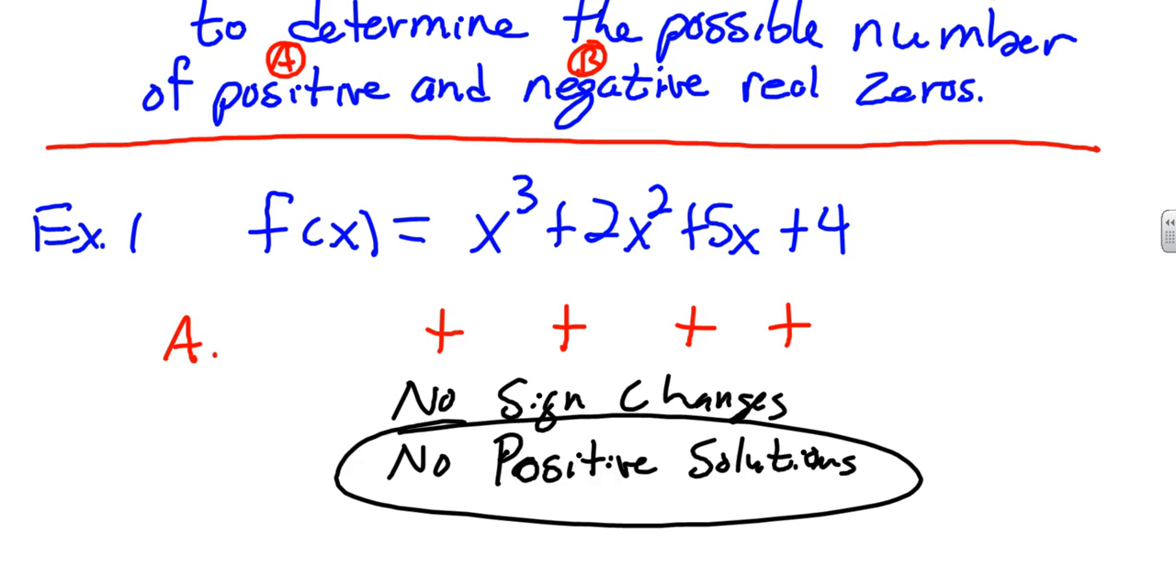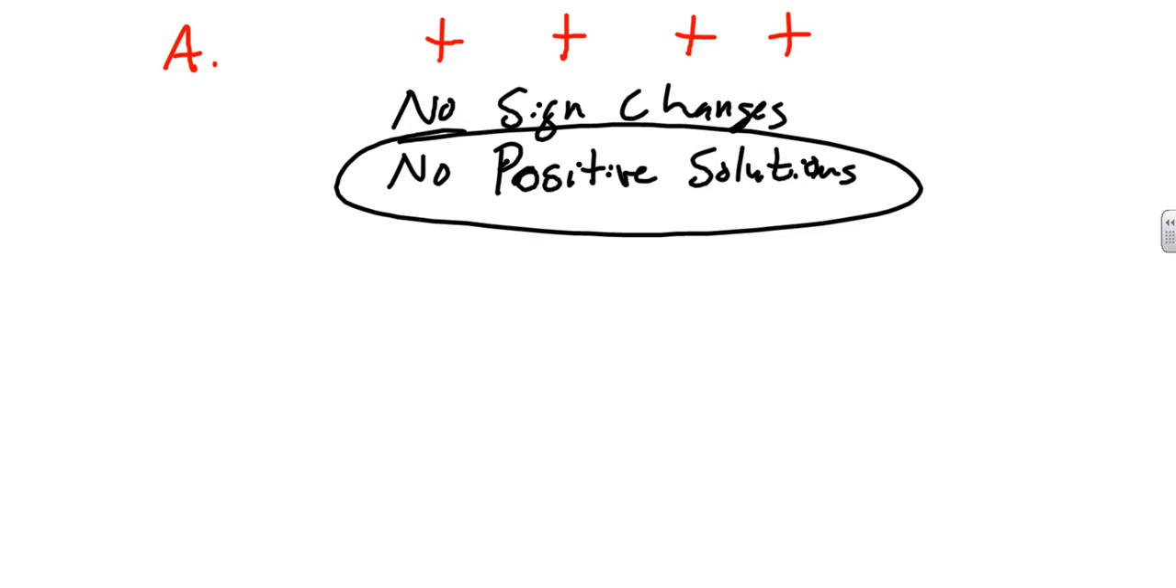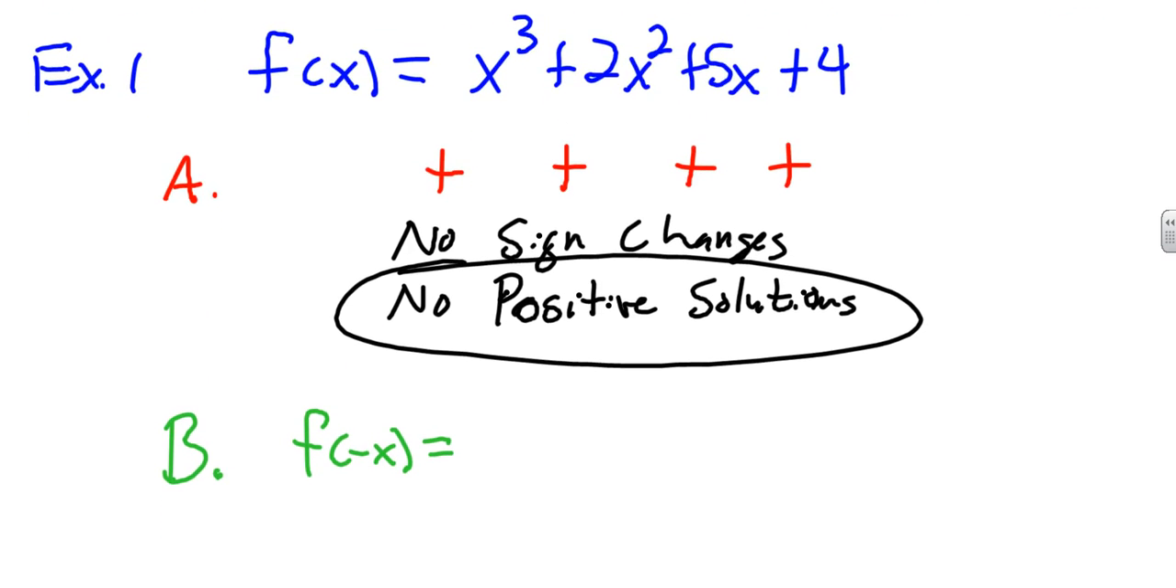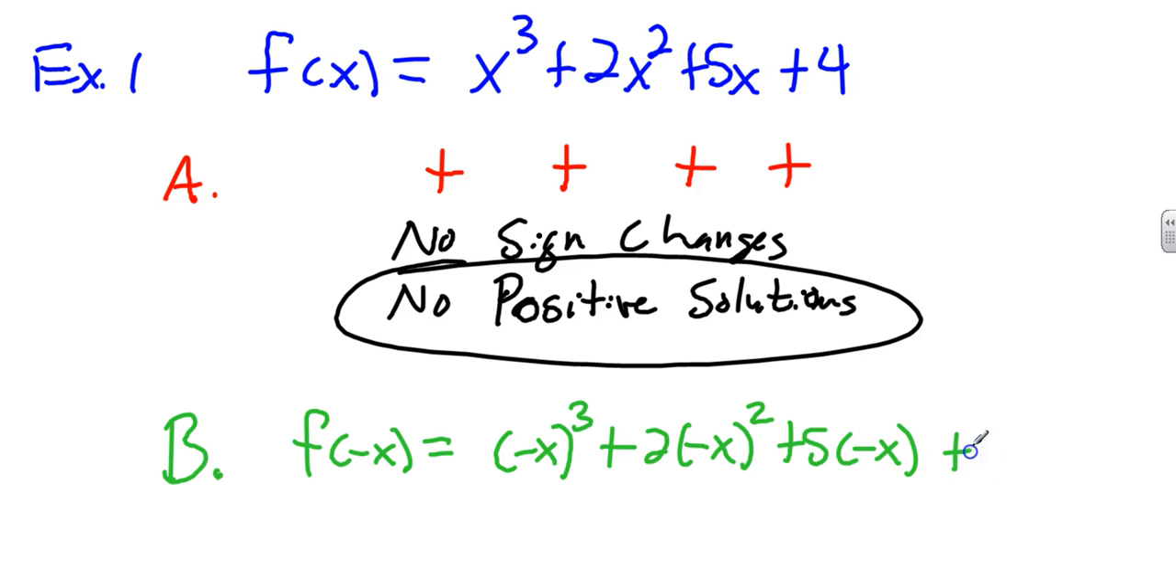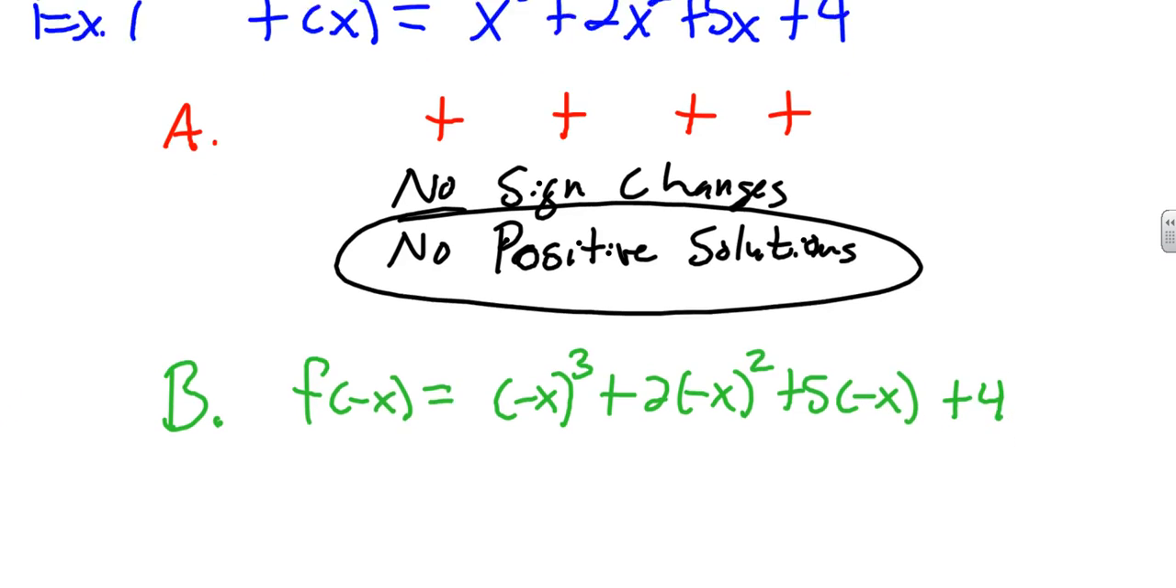Then, if you want to go a step farther, for the B part, now we're going to do f of negative x. Okay, so we're going to do negative x to the third plus 2 times negative x squared plus 5 times negative x plus 4.